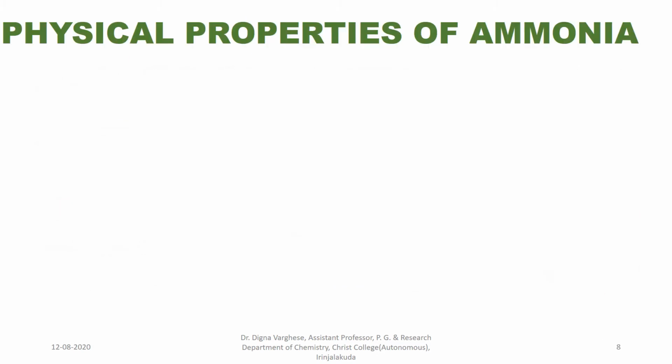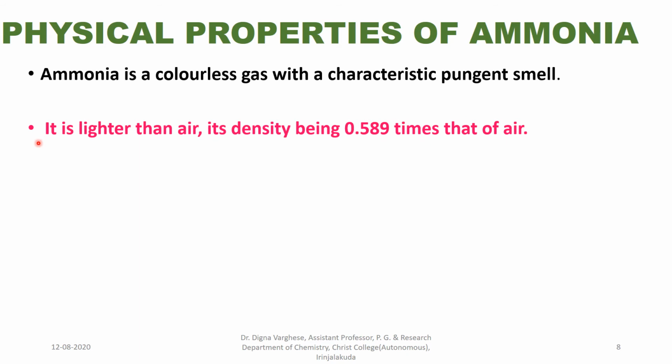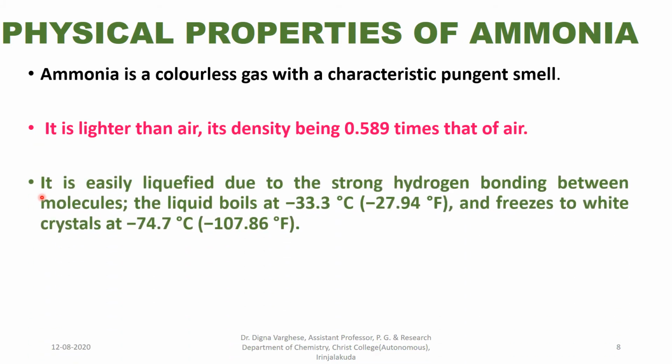Physical properties of ammonia. Ammonia is a colorless gas with characteristic pungent smell. It is lighter than air, its density being 0.589 times that of air. It is easily liquefied due to the strong hydrogen bonding between molecules. The liquid boils at -33.3 degrees Celsius and freezes to white crystals at -74.7 degrees Celsius.